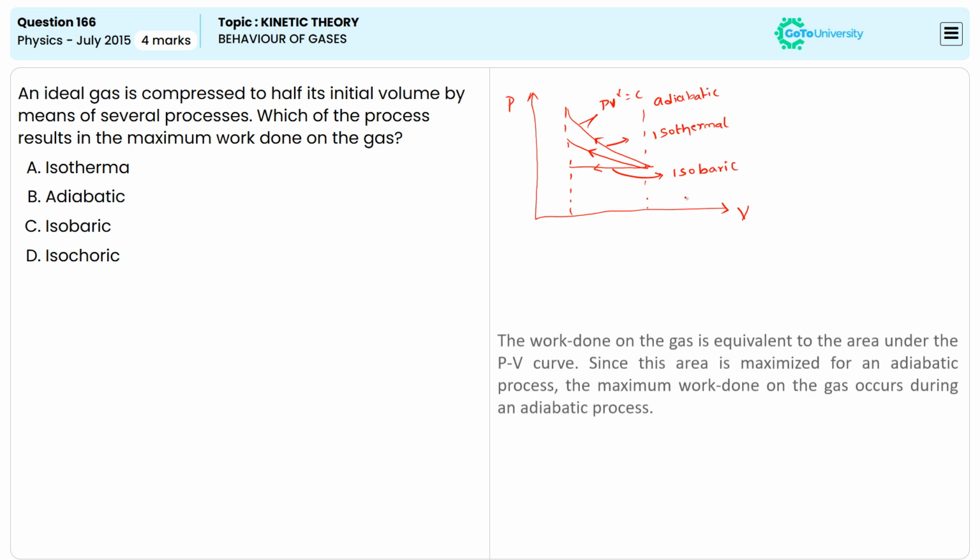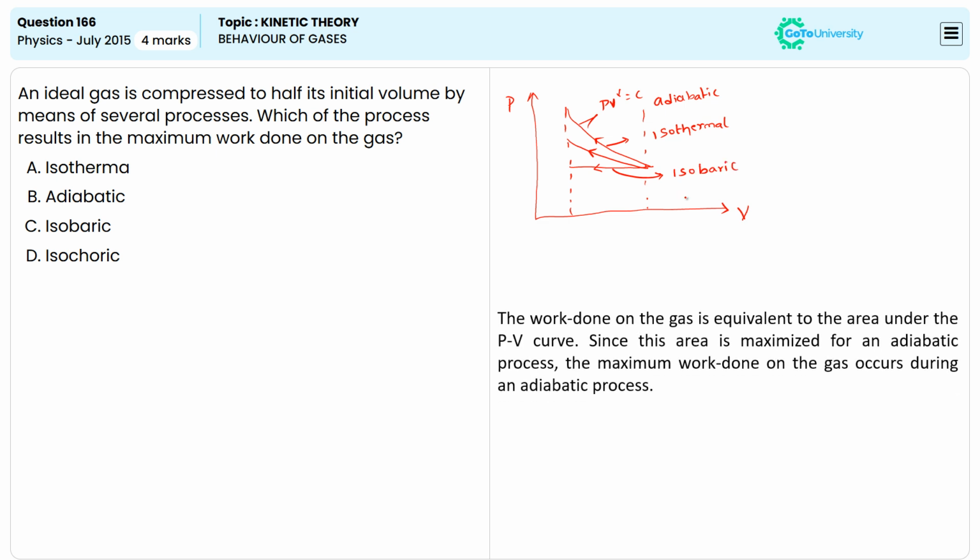We know that the work done on the gas is equivalent to the area under the PV curve. If you observe, this is the isobaric curve. Under this curve the area is very less compared to the isothermal. So this will not give the maximum work done.